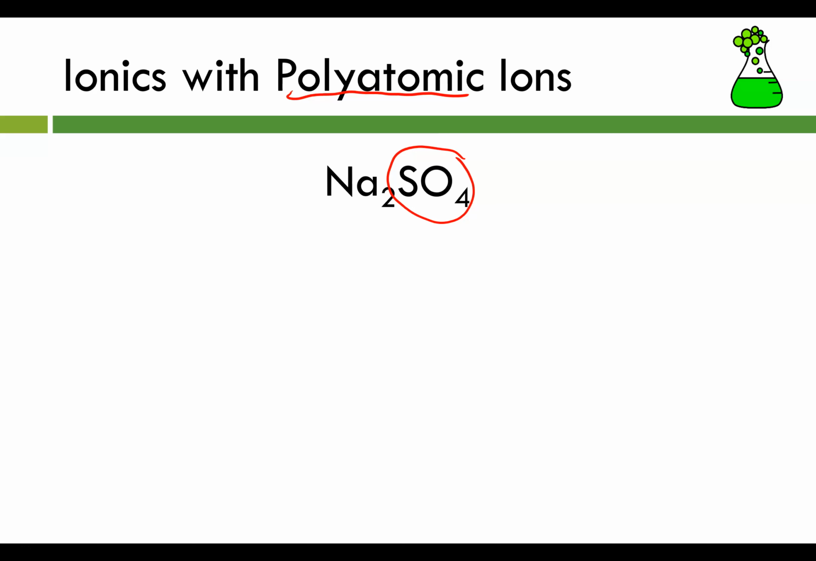Use your reference table. If you flip open to, I think it's table E, New York State has done you a solid, and they've given you about 20 or so selected polyatomic ions. Can you find SO4 on that table? Spoiler alert, of course you can. It's called sulfate, SO4 2-.